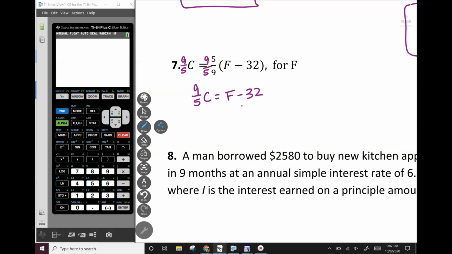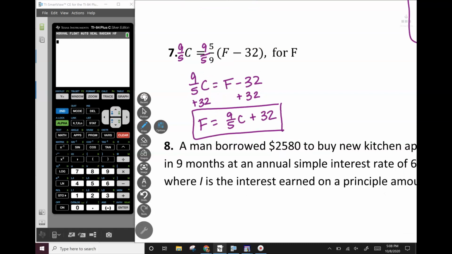Still solving for F, so I need to get rid of this minus 32. So I'm going to add 32 to both sides. So that leaves me with F equals, and I can't combine this 9/5 C with the 32 because they're not like terms. 9/5 C has a C, 32 does not, so you're just going to leave them separate. 9 over 5 C plus 32. All right, so that's the idea, solving literal equations for a specified variable.